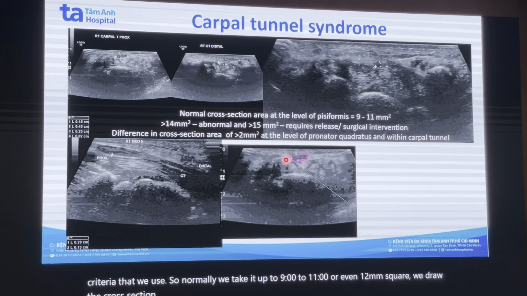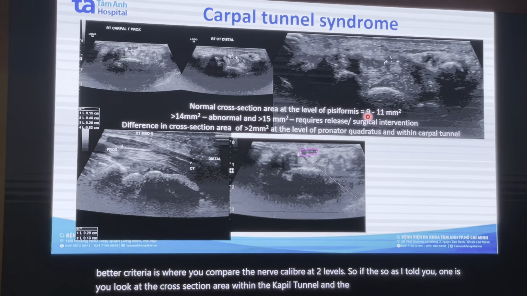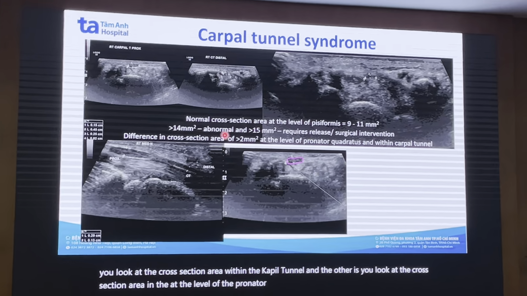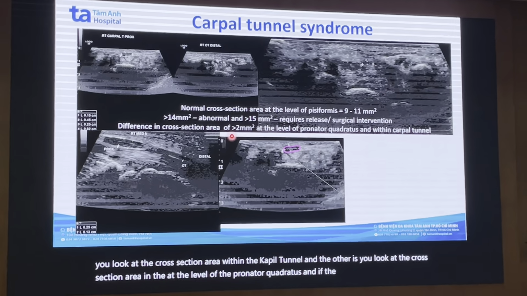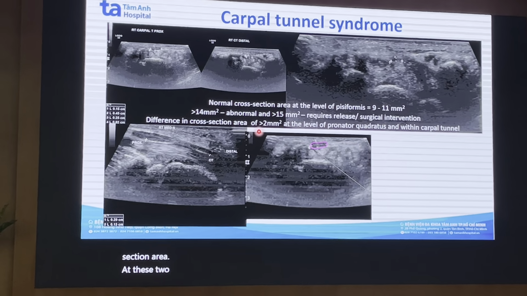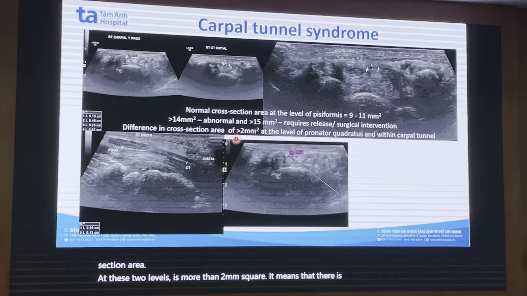However, rather than using this criteria, a better criteria is where you compare the nerve caliber at two levels. As I told you, one is you look at the cross-section area within the carpal tunnel, and the other is you look at the cross-section area at the level of the pronator quadratus. If the difference between the cross-section area at these two levels is more than 2 millimeters square, it means that there is carpal tunnel syndrome.